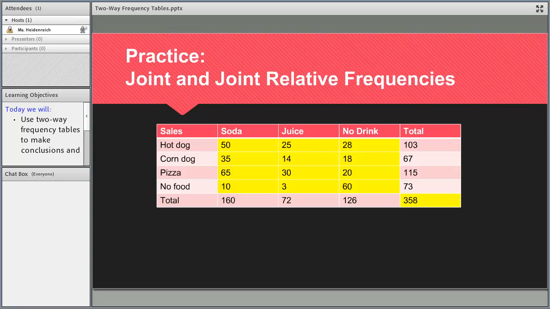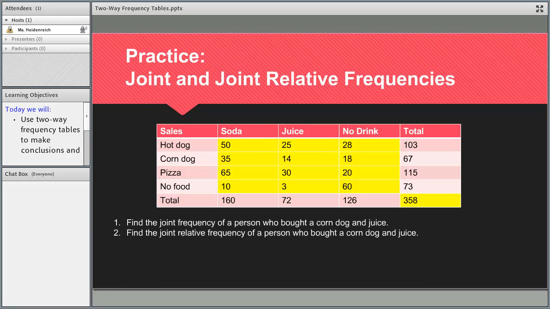Okay, so I have one practice page for us here, and you can pause the recording right now and think about this. I want you to first find the joint frequency of a person who bought a corn dog and juice, and then you're going to find the joint relative frequency of that same idea. So someone who bought corn dog and juice. Go ahead and pause the recording and try writing down some numbers here and figuring out how to find the joint relative frequency.